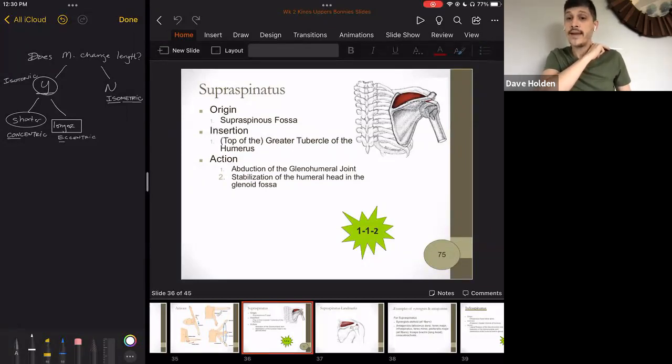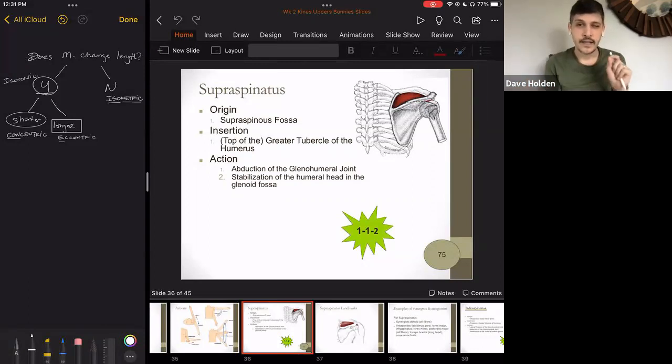It only gets one action. When this muscle contracts, it pulls the head of the humerus into abduction. It is an abductor. So, despite the fact that it is a rotator cuff muscle, the supraspinatus does not, in fact, rotate anything. It only abducts. Now, the trail guide lists a second action. It says that it stabilizes the humeral head. So it stabilizes the shoulder.